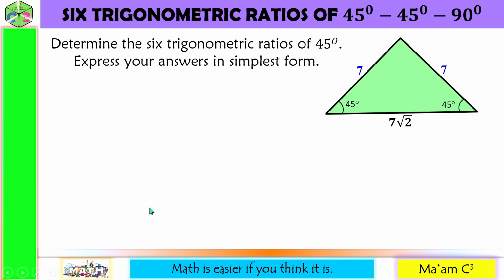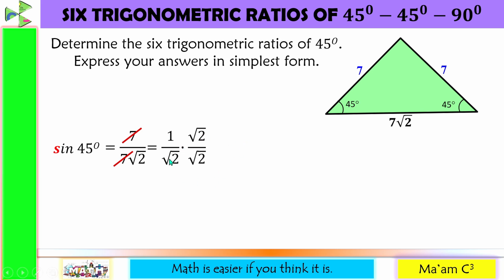Let us start. Sine 45. Sine is opposite over hypotenuse. Opposite over hypotenuse. 7 and 7 will cancel out. So we have 1 in the numerator over square root of 2. Rationalize. 1 times square root of 2 is square root of 2. Square root of 2 times square root of 2 is 2.